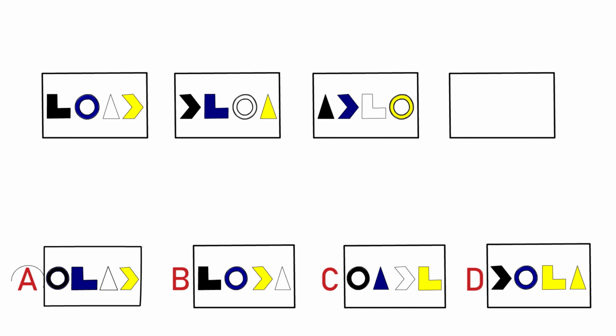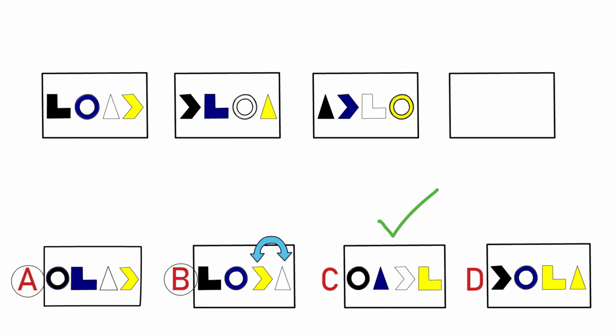For example, choice A does match the color pattern. But if you look closely, the next shape after the circle should be triangle, and not the L shape as it is currently presented in the choice A. Choice B can be excluded because it doesn't match the color pattern. As you can see, the yellow shape and white shape should be swapped to match the color pattern.